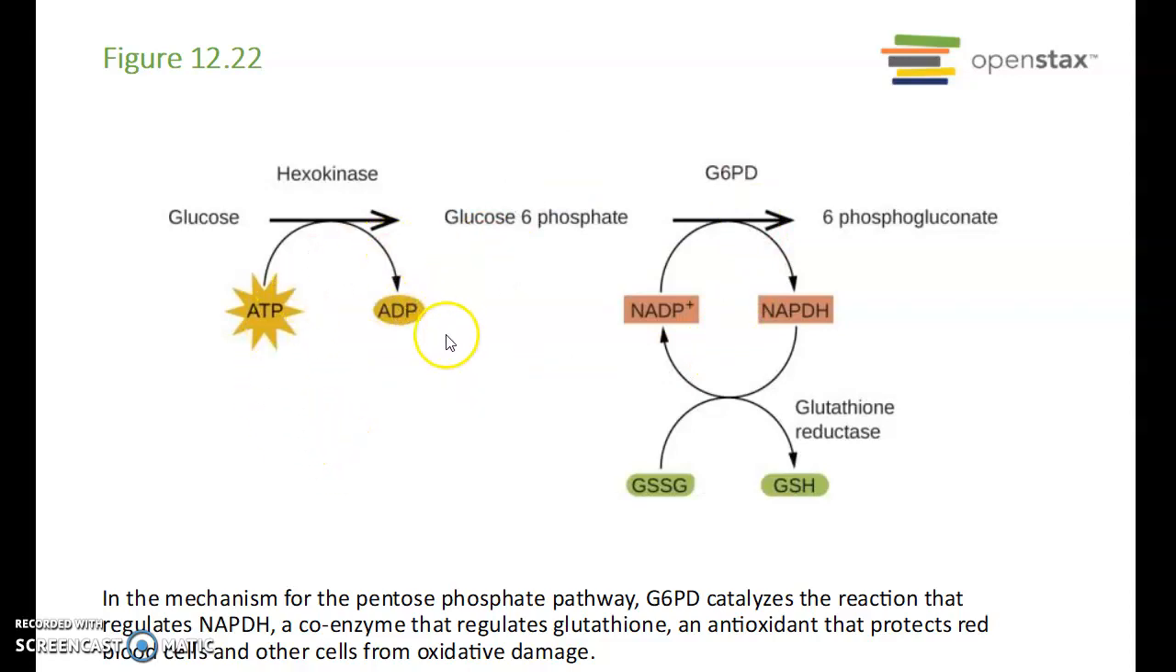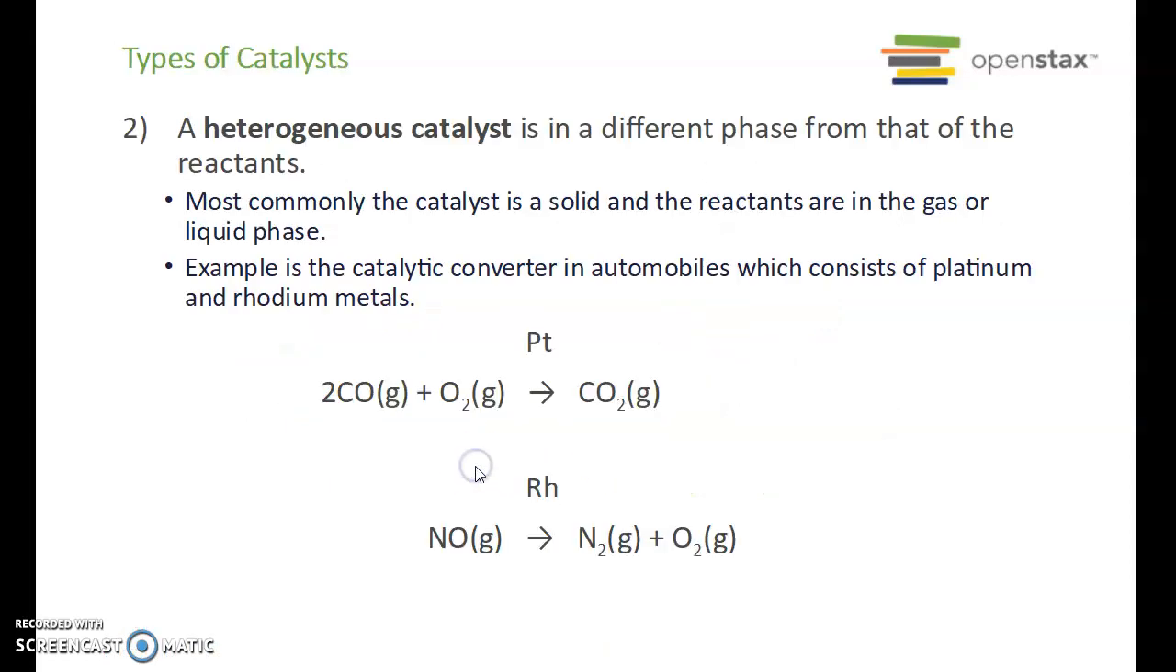But enzymes are a critical component of all of these reactions in the body, and it behooves us to understand them. Now, heterogeneous catalysis is in a different phase from that of the reactants. Most commonly, the catalyst is a solid. The reactants are in a gas or liquid phase. For example, a catalytic converter in automobiles consists of platinum and rhodium metals, and on them, carbon monoxide reacts with oxygen to form carbon dioxide.